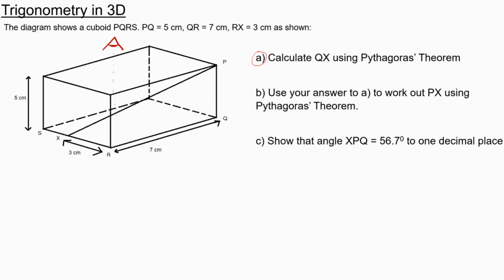Occasionally we'll be given trigonometry questions to do in 3 dimensions. In this question, in A, we want to calculate QX. To do this, I'm going to imagine that I'm looking at the cuboid from above. If I then join up Q and X, I would see a right angle triangle, because this is a cuboid, so that means this angle here is 90 degrees. I could look at this from above and I would see this right angle triangle here.